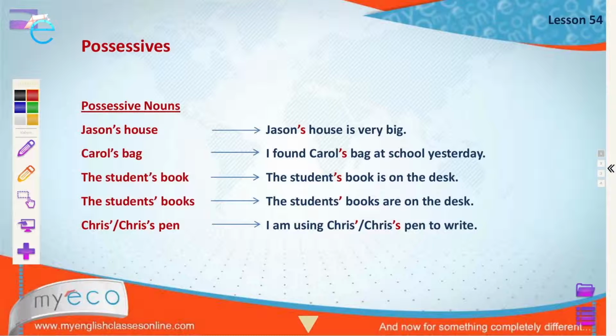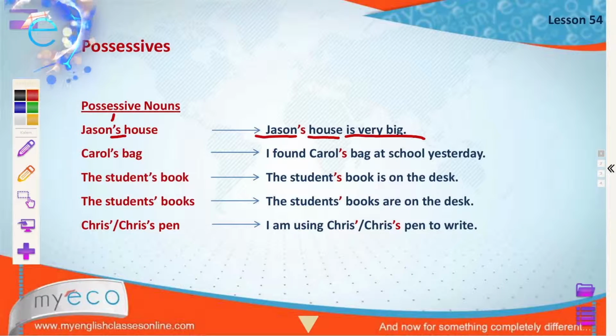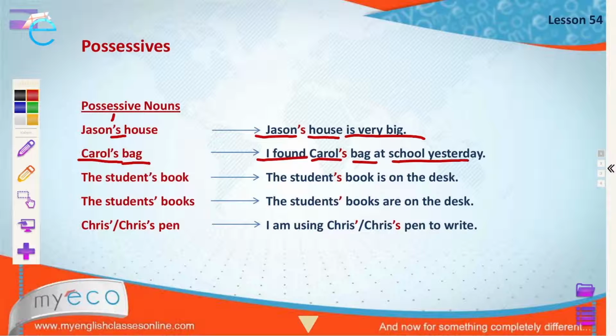Let's start with looking at some basic possessives. We use S to express possessives with an apostrophe here. Jason's house, for example. Jason's house is very big. Or Carol's bag. I found Carol's bag at school yesterday.